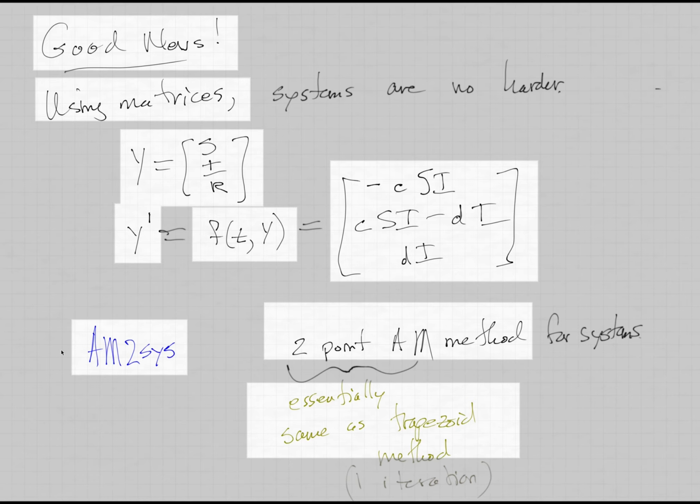The code for AM2sys looks a lot like the trapezoid method. I could have called it the trapezoid method, but I was borrowing code from Atkinson and I just kept the same name. Also, it's done with just a single iteration, and as we saw previously, using the trapezoid method, even with a single iteration to solve the implicit equation, is good enough to get you to second order convergence. So that's all I did.